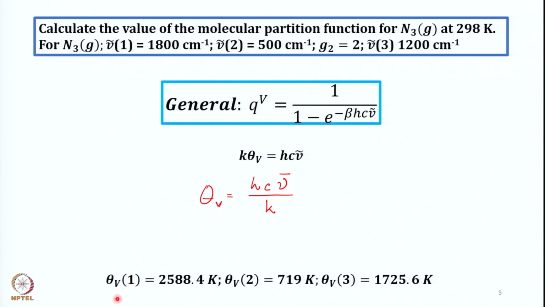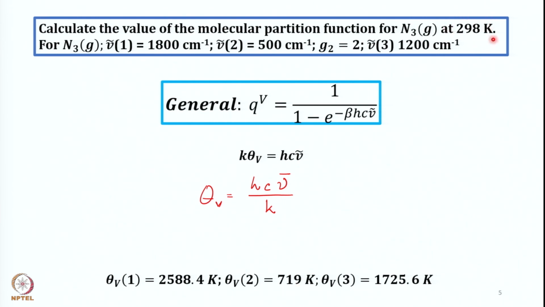For the first one, corresponding to 1800 centimeter inverse, you get a vibrational temperature of 2588.4 Kelvin. The second one, corresponding to 500, you expect 719 Kelvin. For the third one, which is 1200, you get 1725.6 Kelvin. Again notice that the one which is largest, 1800, has the largest vibrational temperature, and the smallest has the smallest vibrational temperature. But there is another point to note over here.